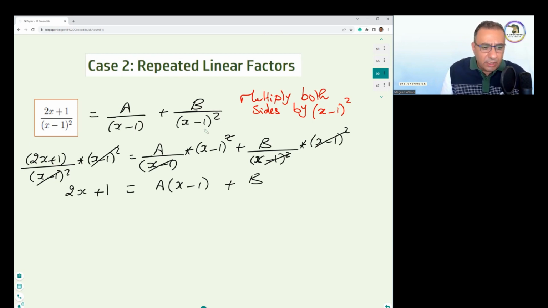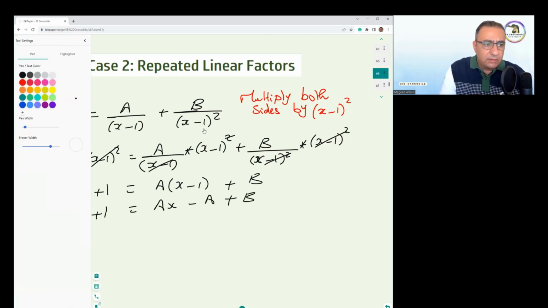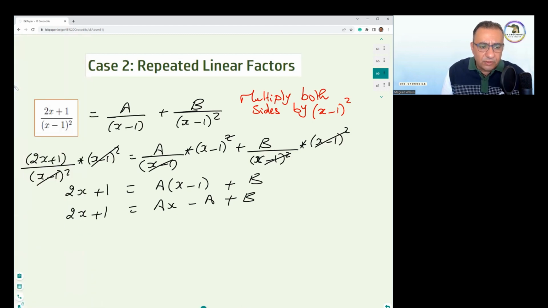So then again, step 3, expand and compare the coefficients. So it's going to be here Ax minus A plus B, right? So then you compare what is the coefficient of x on the left-hand side is 2. What is the coefficient of x on the right-hand side is A. So right away, we can say that implies A is 2. That's it. So we got A. And then we can compare now the constants with the constants, right?